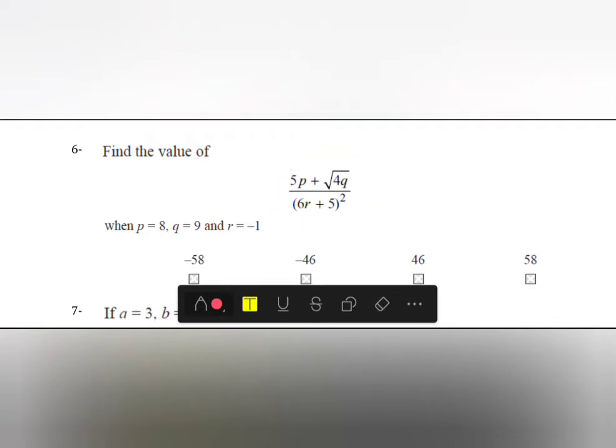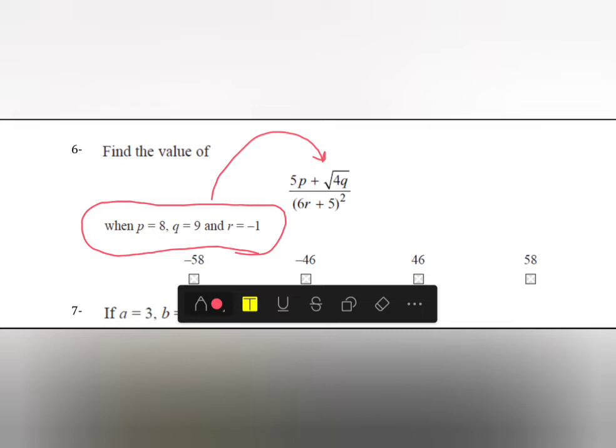Now, to find the value of this, we're going to take the values of the variables and substitute them into this expression. And then after substituting, we're going to solve the numbers together so we can find the final value of this expression. Now, let's substitute them, and then we will answer them step by step.